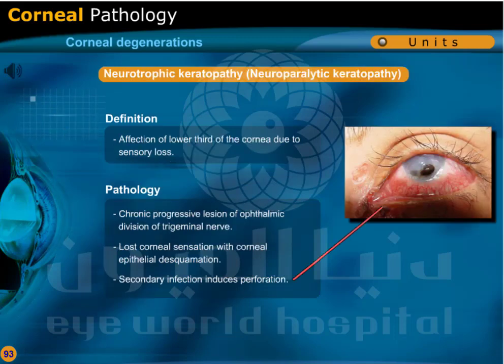Neurotrophic keratopathy or neuroparalytic keratopathy. This is affection of lower third of the cornea due to sensory loss. There is chronic progressive lesion of ophthalmic division of trigeminal nerve. Lost corneal sensation with corneal epithelial desquamation. And secondary infection induces perforation.